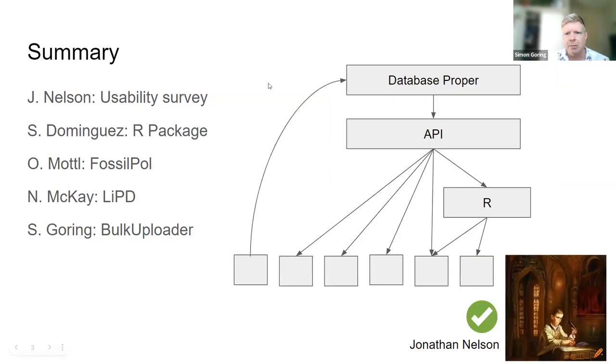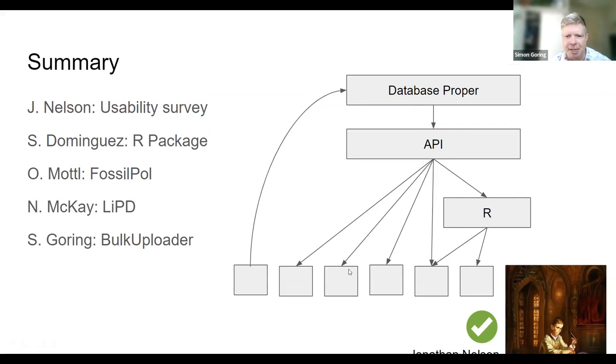I wanted to summarize it a little bit by thinking about this as layers of the Neotoma cake, where we have some things interacting directly with the database, then this API layer, and then the tool sets, either like Fossil Paul, which I think in large part just pulls from the API, and things like the R package and Lipid, which are interacting more directly with the R environment. And then down at the bottom, there's Jonathan Nelson, who's checking to make sure that everything is usable for the community.